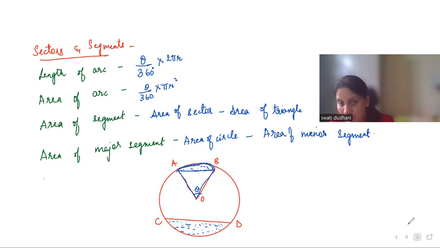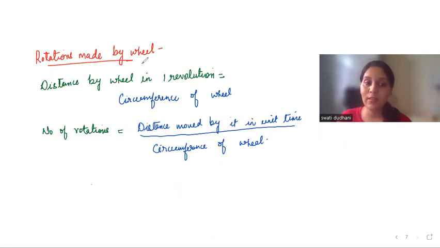Yes. Now, next is rotations made by wheel. So, distance by wheel in one revolution. Whenever you see distance, it means the circumference, the perimeter, not area. Distance is the boundary, the outer region. Now, number of rotations. How do I find the number of rotations? Whenever you see number, not just in this chapter, if you come across surface areas also, you will always divide. Divide what? Distance moved by it in unit time by circumference of wheel. From that you get the number of rotations. I hope this is clear.